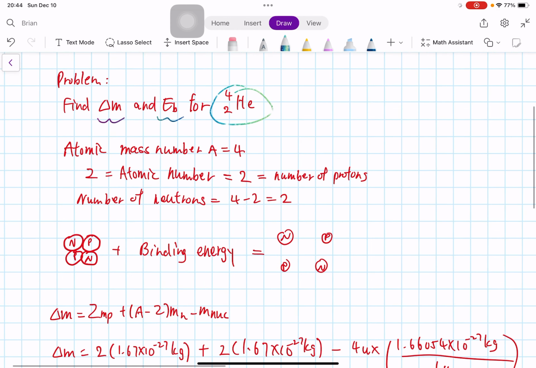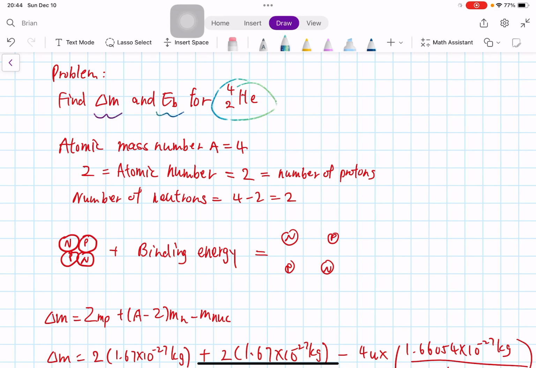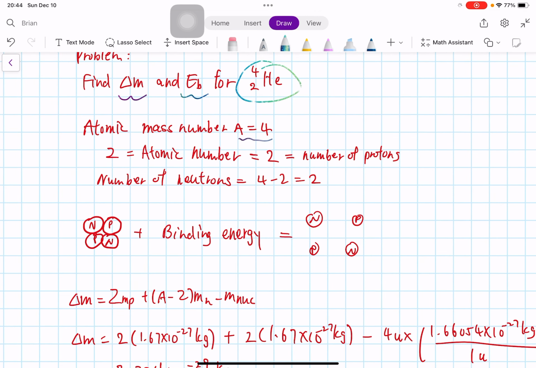We first identify what kind of helium atom this is. It has an atomic mass number, A, equal to 4. And the atomic number is 2, which refers to the number of protons, and this is given by Z in the notation. The number of neutrons is simply 4 minus 2, because the mass number is the number of protons plus the number of neutrons.